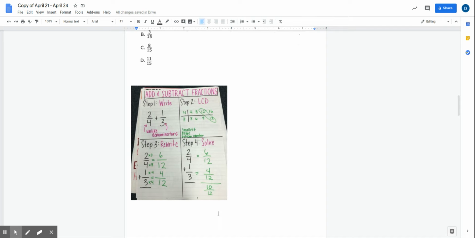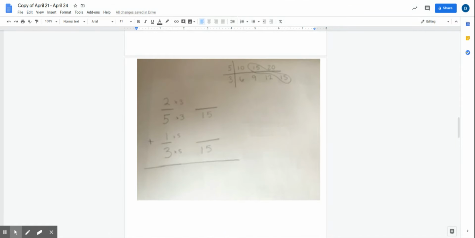Step 1 is to write the fractions. If there's an unlike denominator, you have to find the lowest common denominator. So you can just list the multiples of the number and find the number that's in common. Step 3, you have to rewrite. Remember, whatever you do to the denominator, you also have to do to the numerator. And step 4, you solve by adding the numerators and keeping the denominator the same. I started the problem here for you, so if you're stuck, you can pause the video and have a look.